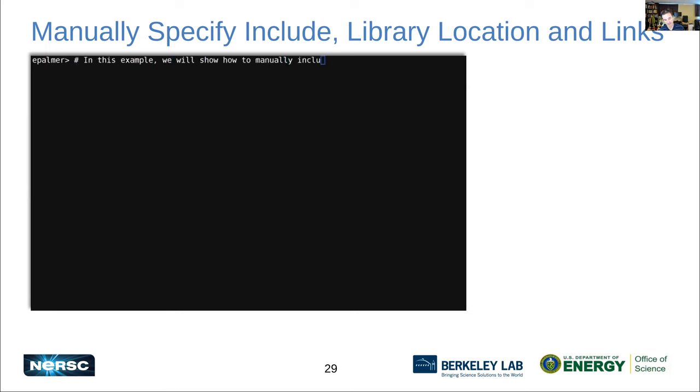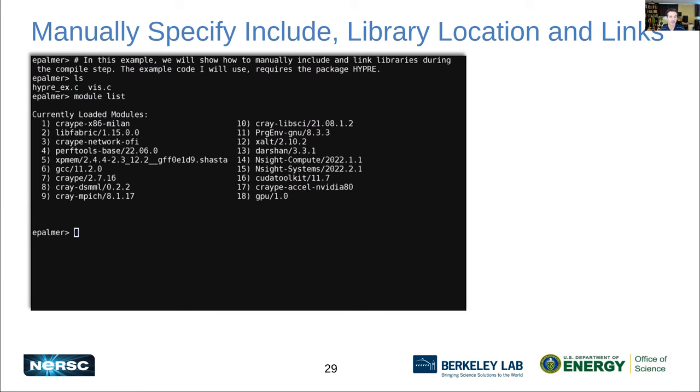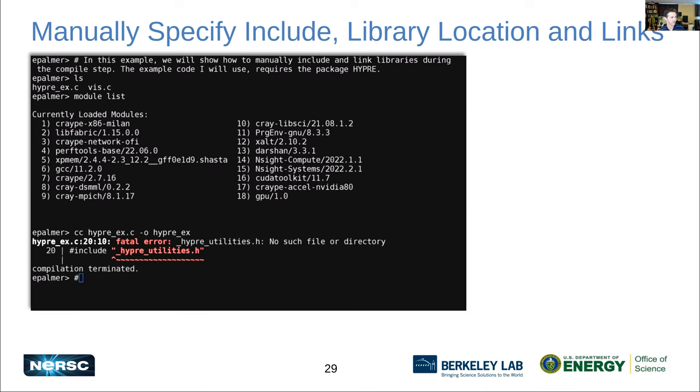In this example, sometimes you have a software package and you have to sort of manually install it and specify the location of the library and specify the location of includes. So this example just shows you how you can do that as well. I'll let it run. In this example, essentially we have a code that depends on the hypre package, and I've already installed it manually in a different location.